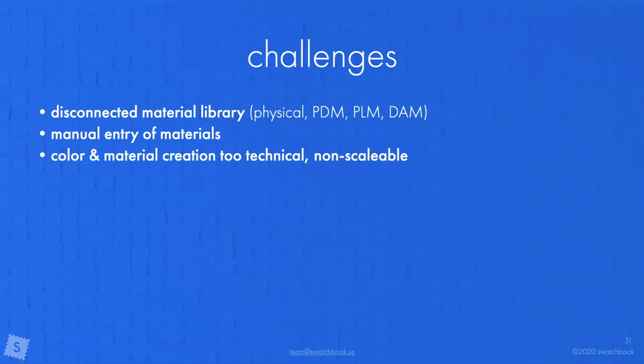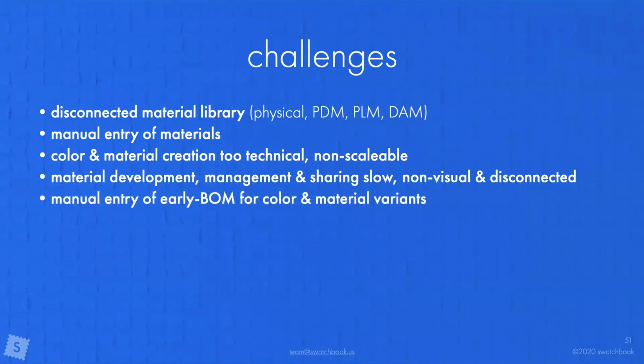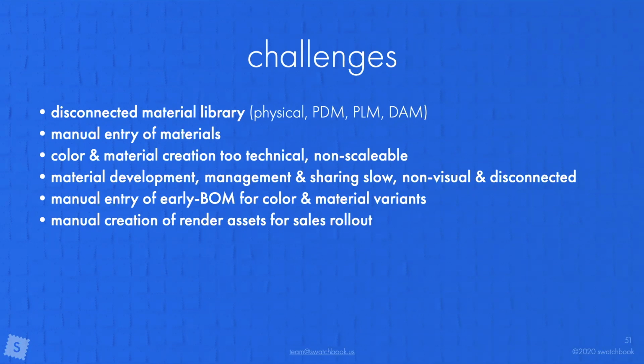Color and material creation is still too technical. It's not scalable for everybody to be a part of that. Material development, management, and sharing is, again, slow. It's usually done through spreadsheets or PDF files. It's non-visual. It's disconnected from the data centers that you have internally. Manual entry for early bill of materials for color material variants. That's also still, literally, some of these brands type them in, which is shocking. Manual creation for render assets on sales rollouts or merchandising books is, again, very manual. A lot of times they're not utilizing these assets.